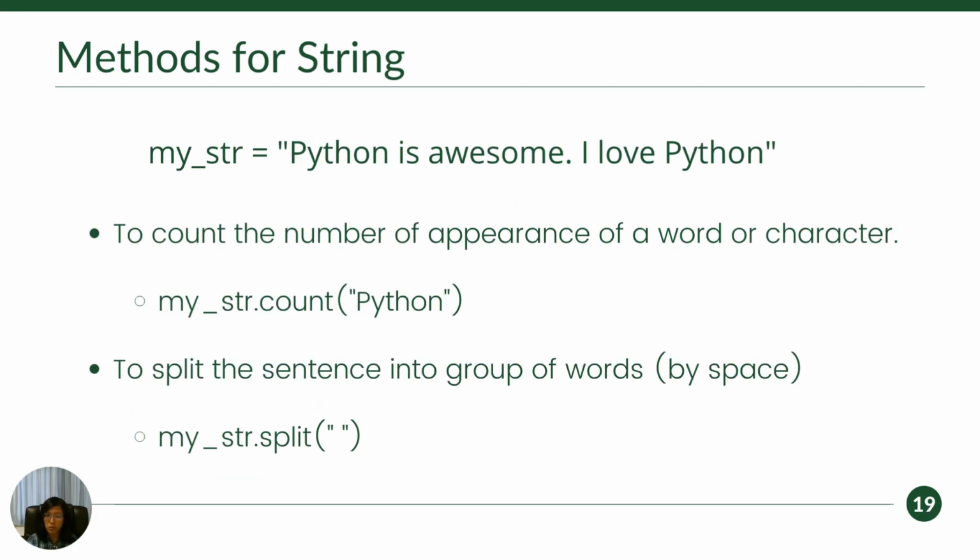Next one, which is quite useful again, is called count. This is very important for natural language processing and text analysis. In a given sentence or paragraph, we want to count how many times a particular word appears. For that, we will use a method called count.